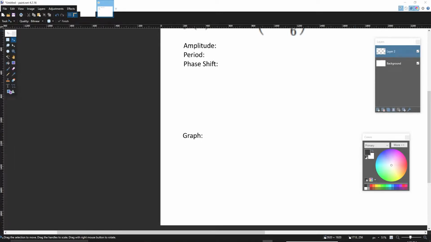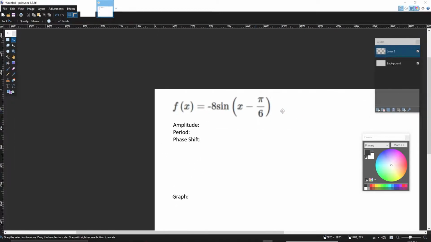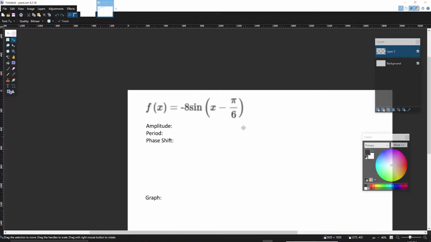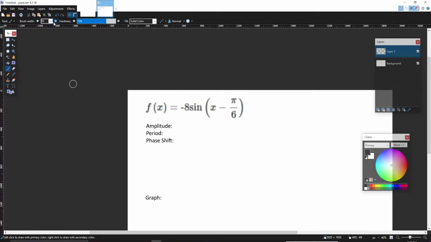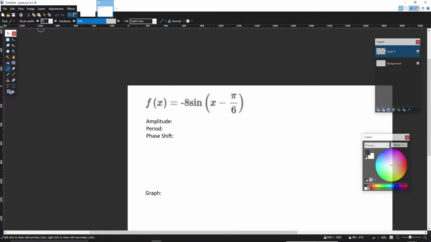All right. So now we're gonna be doing this problem. I might do another problem, but maybe not. This one we have to find the amplitude, period, and the phase shift of this trig function.